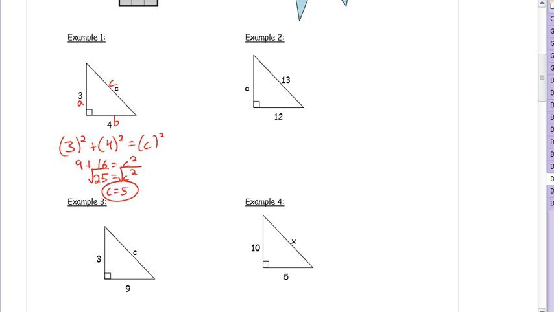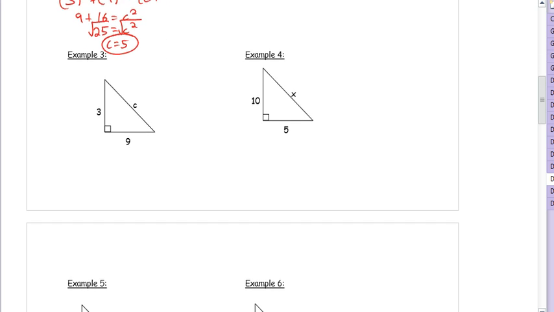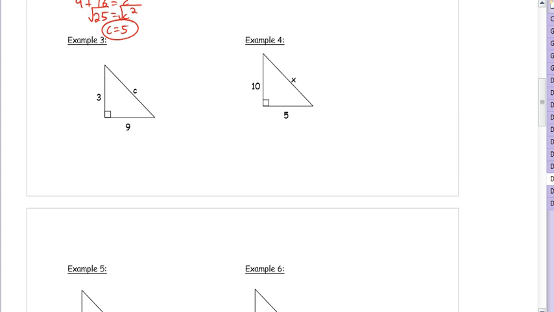Same idea for number 2. I would like you guys to try number 2. A squared plus b squared equals c squared. Make sure you know which side c is. I will do example 3, and then I'll have you guys do example 4. Again, make sure you know which sides are a, b, and c. Go ahead, plug everything in.